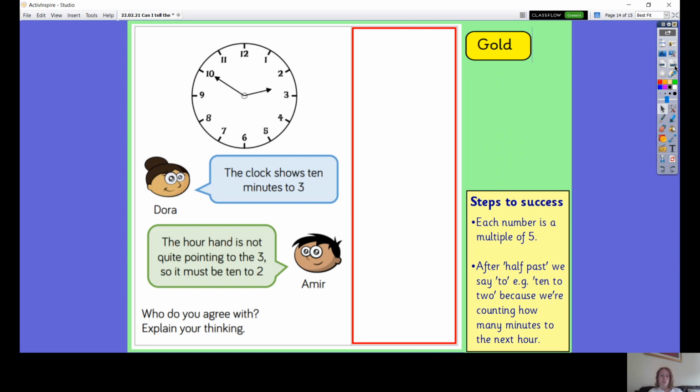So the clock shows, Dora says the clock shows 10 minutes to 3. And Amir says the hour hand is not quite pointing to the 3, so it must be 10 to 2. Who do you agree with? Explain your thinking. So can you pause here and have a try at that?